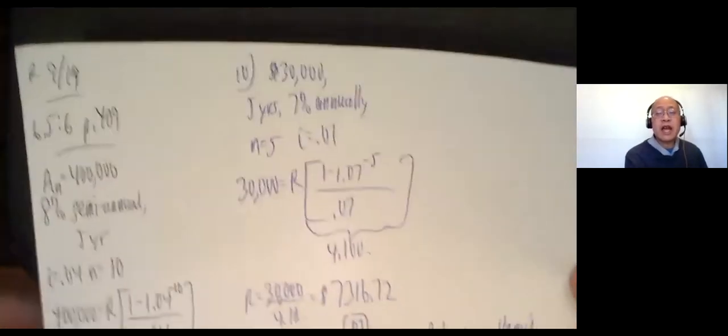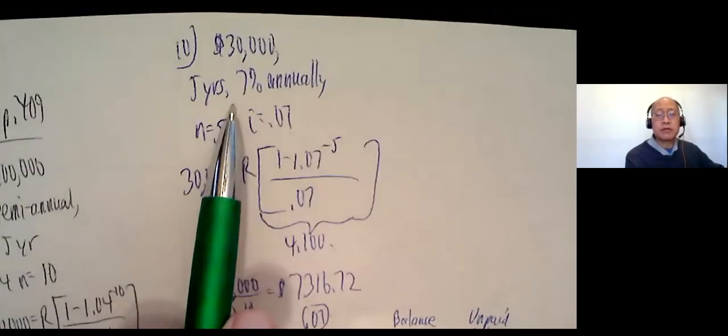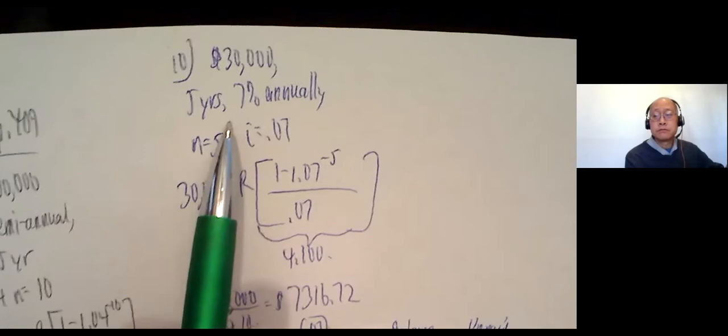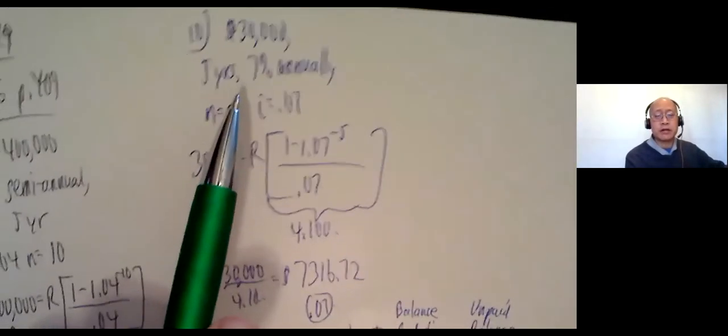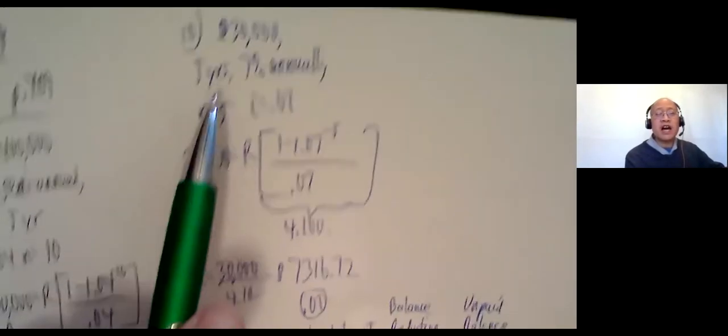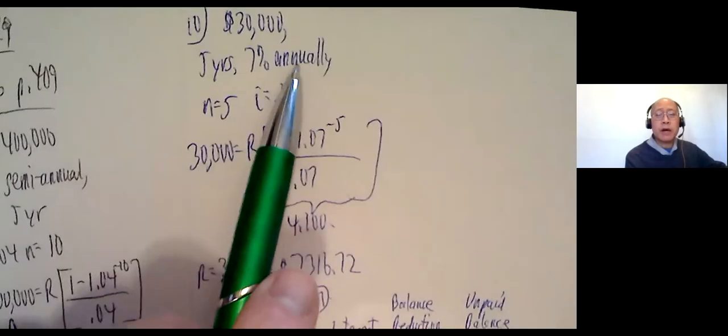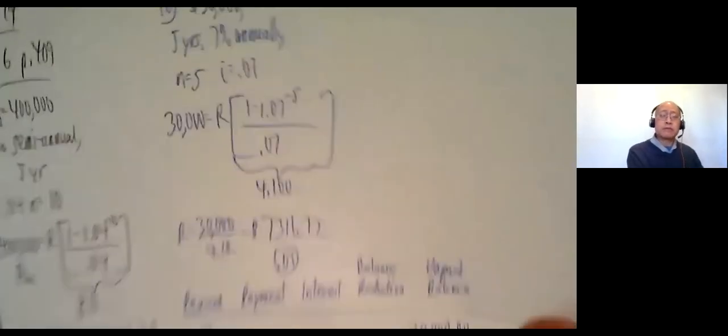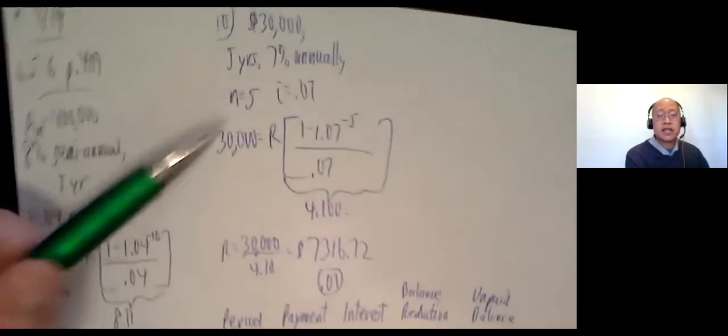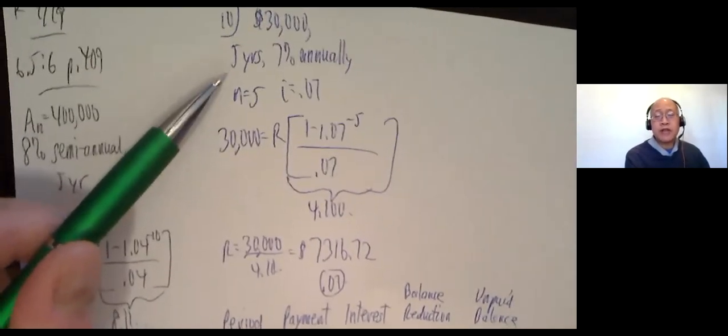$30,000, 5 years, now 7% annually. If it's annually, what do I divide the 7% by? I don't divide it by anything. It stays 7%. Likewise, 5 years, annual compounding, and it's 5. I don't have to multiply by anything, right? Now, if it said semi-annual, 5 times 2, right?